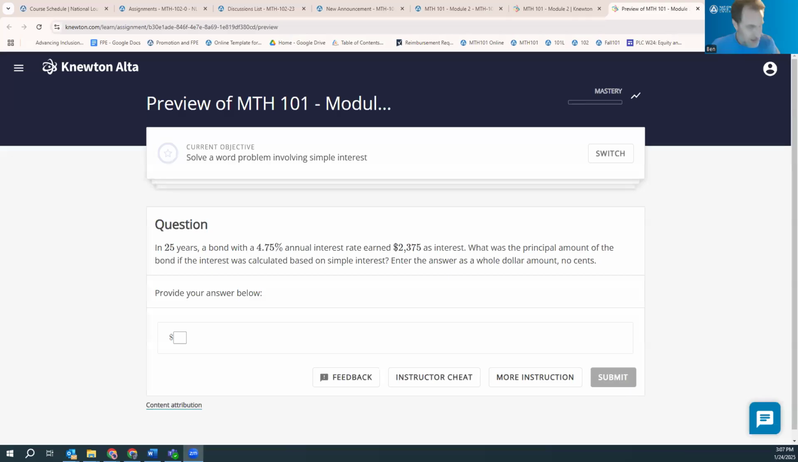Hey y'all, I wanted to do a few Newton problems here and just talk about how I use Excel to do this.